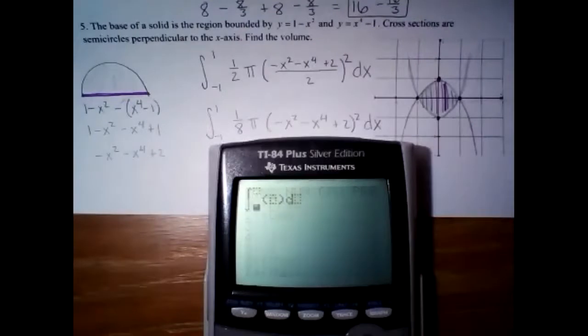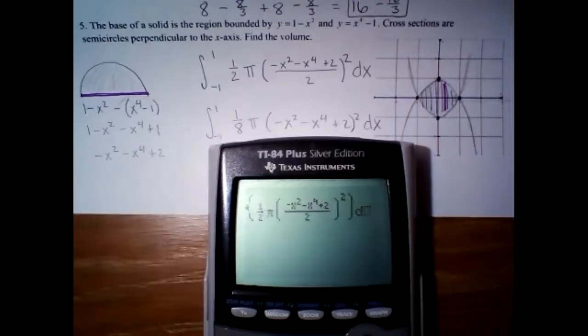All right, so integral from -1 to 1. And then we have 1/2 pi. And then inside the parentheses, we have -x squared minus x to the 4th plus 2. And we're having that to make it be a radius squared. So 1/2 pi r squared dx. And it will give us, oh, that happens fast, 1.934.